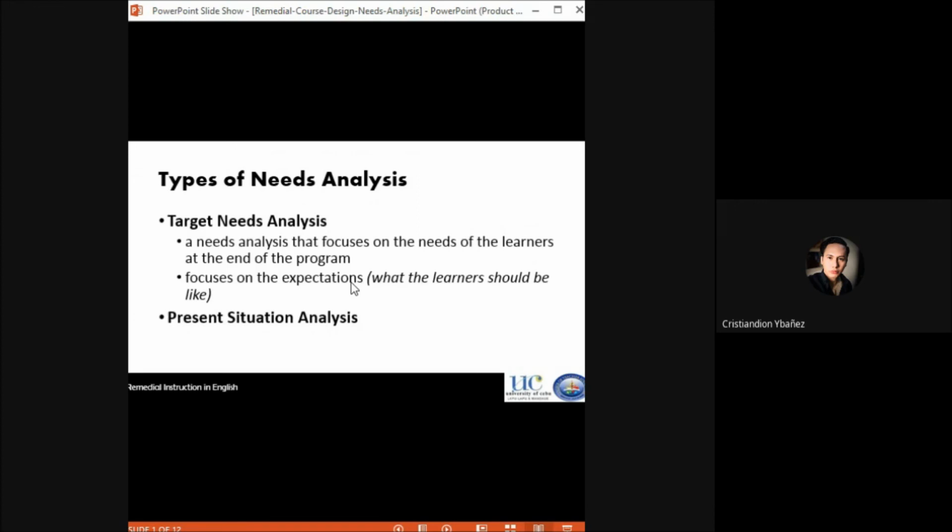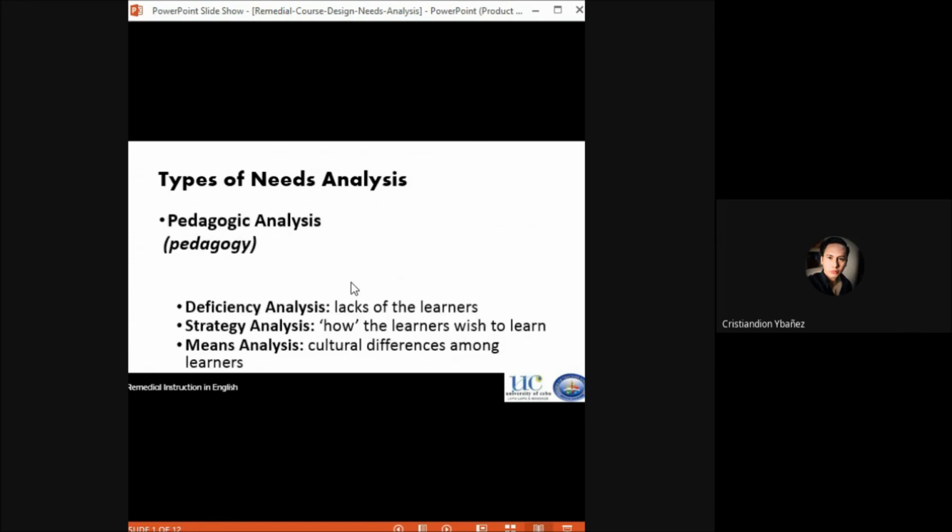So kani target needs analysis. What the learner should be at the end of the program. Present situation analysis, this is talking about the learner's strengths and weaknesses. Because in the present situation analysis, we have to really pick the language weaknesses of the students. Kaya parang adto ta mo hatag og further instruction. And this one, pedagogic analysis, this is the result of doing the subjective analysis, because in the subjective needs atong tan-awon dito kung unsa nga methodology iyahang ganahan.